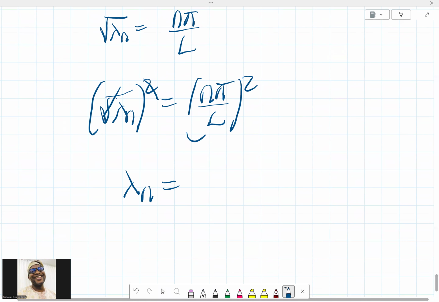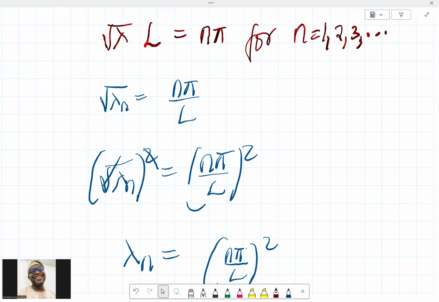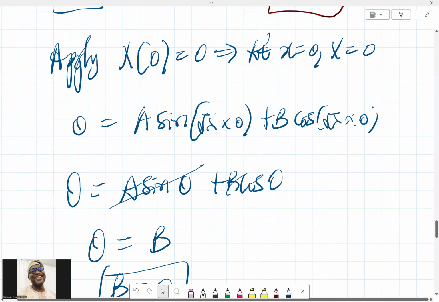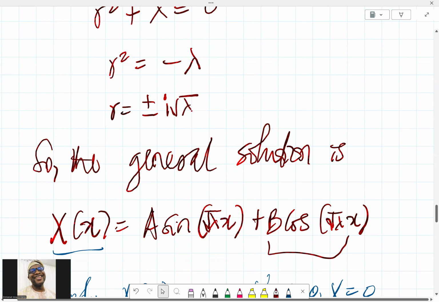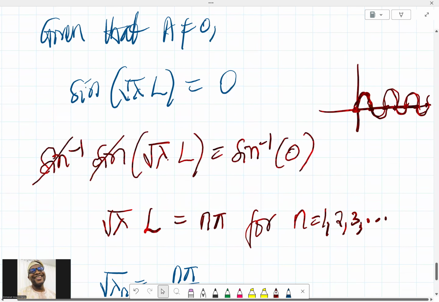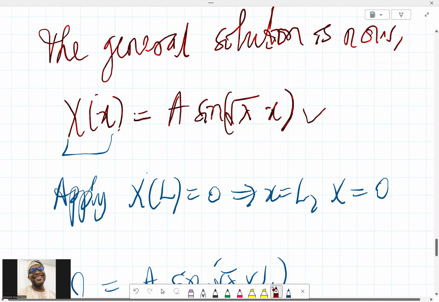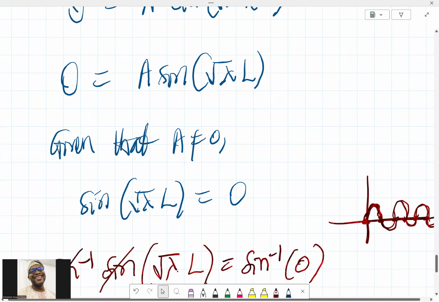So lambda n is equal to n pi over L all squared. With that now, we can have our X of x. So how did we start? Our X of x, when we started out, B is already gone to 0, but A has a value now. So the most recent form that was valid, you go back to it. And this is this one. So you have X of x equals A sine root lambda x, right?